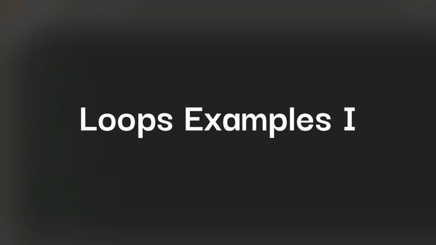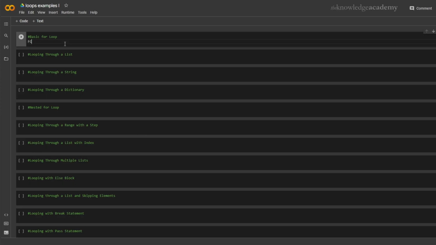Code implementation on loops. In this first code, the code snippet for i in range 5, print i is a simple Python program that uses a for loop to iterate over a range of numbers. Let's break down the code and explain each part.